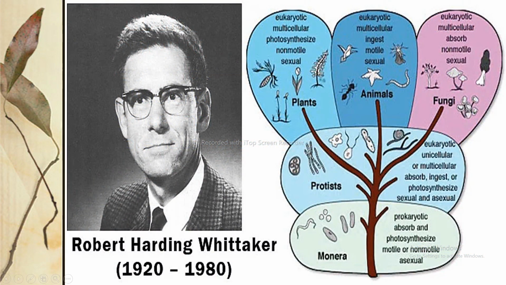So this is Robert Harding Whittaker. The time period was 1920 to 1980, and he introduced the concept of the 5 kingdom classification system, which is as follows. So first is the kingdom Plantae, plants, which are eukaryotic, multicellular, photosynthesized, non-motile, and sexual.